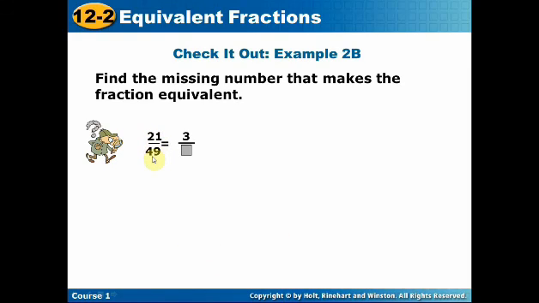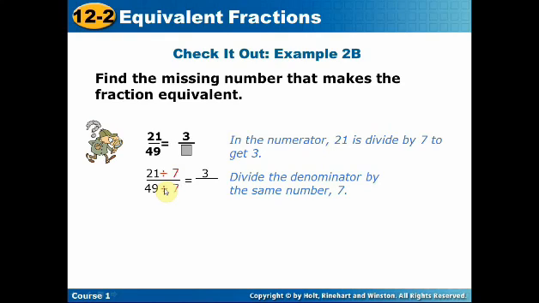21 over 49, and the numerator here is 3. 21 divided by 7 gives you 3, and also for that we divide 49 by 7, the result will be 7. Now 21 over 49 is equivalent to 3 over 7.